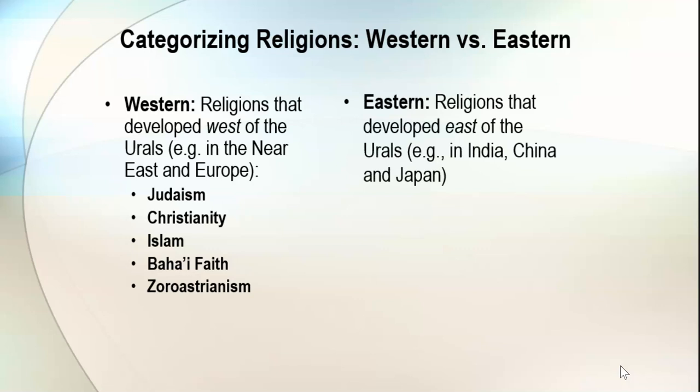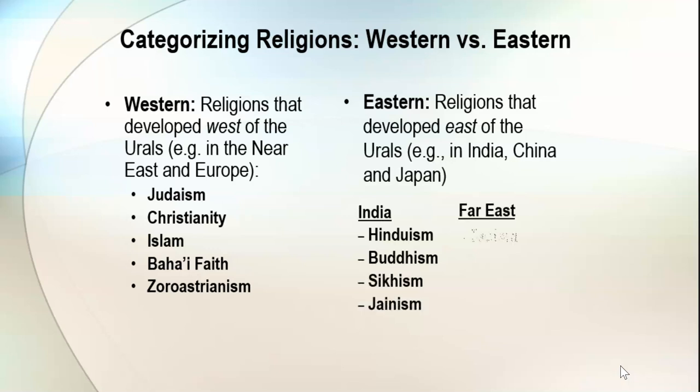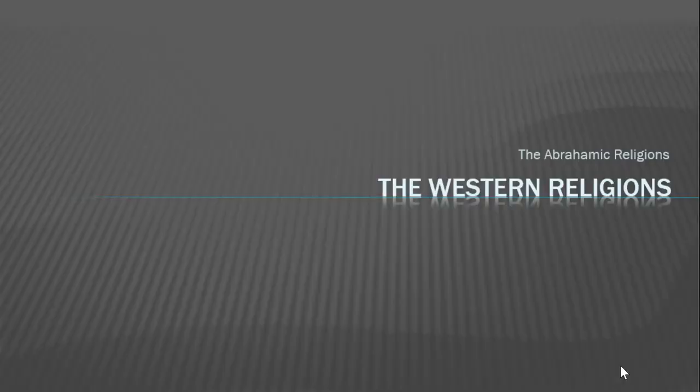All right, Eastern religions developed east of the Urals. And so we find, like in India, Hinduism, Buddhism, Sikhism, Jainism. In the Far East, we will have Taoism, Confucianism, Shinto, and also Buddhism. Okay? So this is kind of to give you an idea of how we're organizing things. We could spend the rest of the course talking about religion and never talk about all the different religions in the world. But here's a quick conversation about the Western religions, in particular the Abrahamic religions.